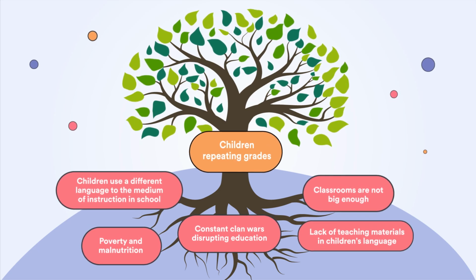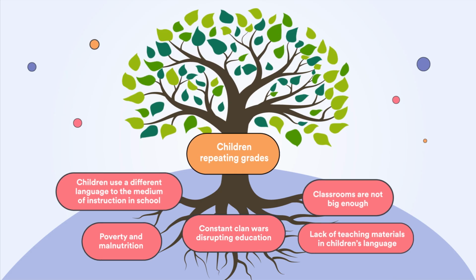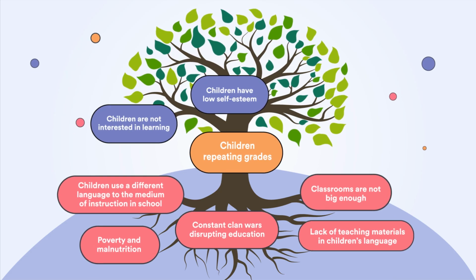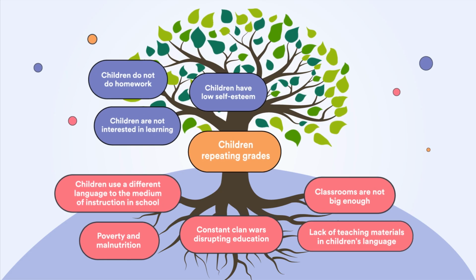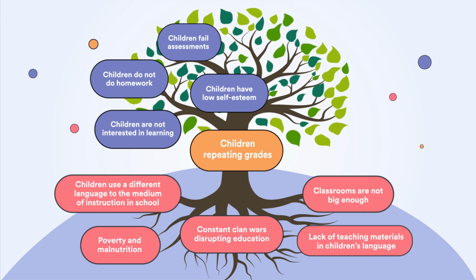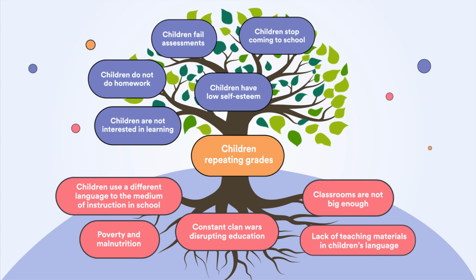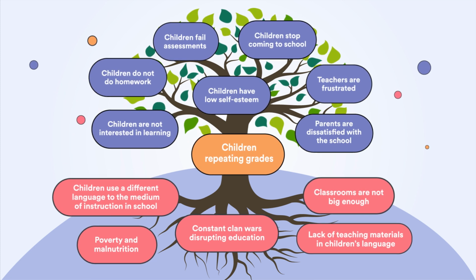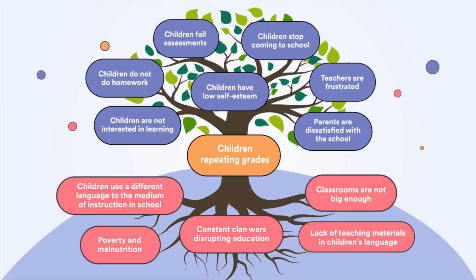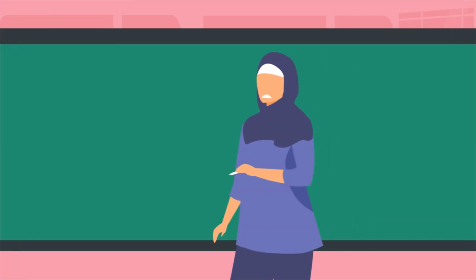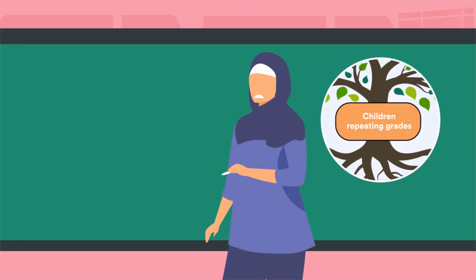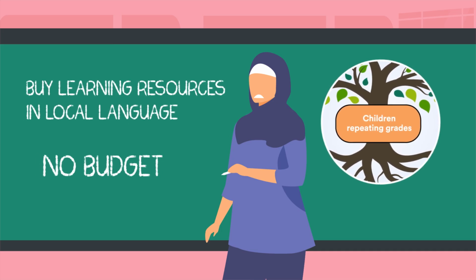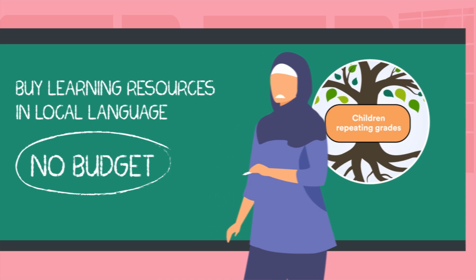Using the problem tree, they look at the effects, such as children have low self-esteem, children are not interested in learning, they do not do homework, they fail assessments, they stop coming to school, teachers are frustrated, parents are dissatisfied with the school. The staff discussed different ways they could tackle this problem, such as buying learning resources in the local language, but the school does not have the budget for this.